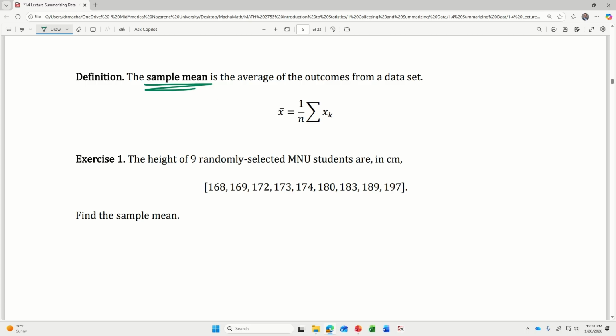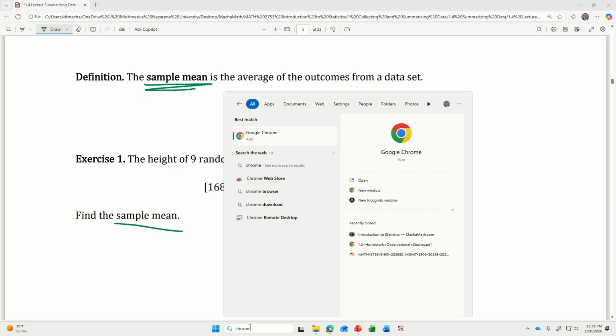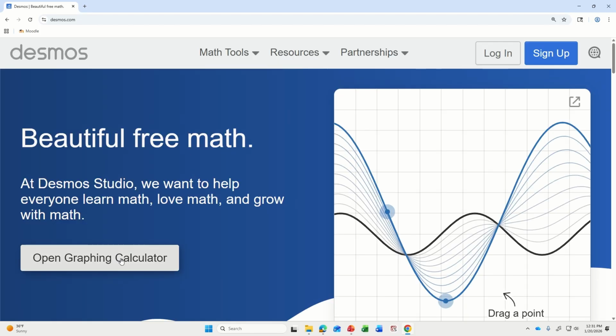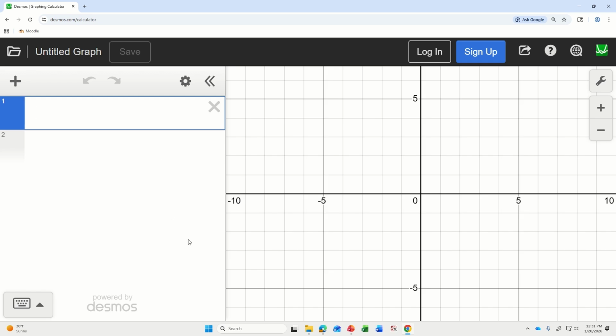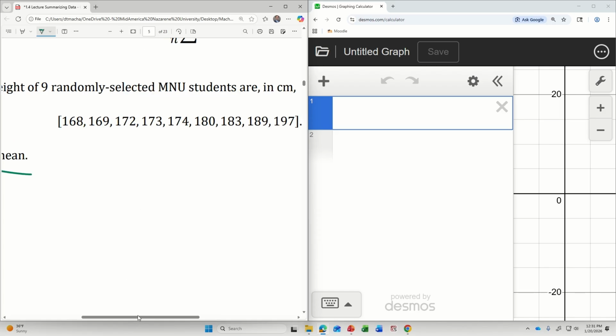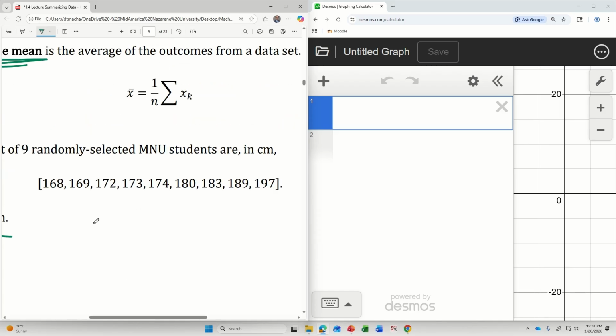So if you have something like this, the heights of 9 randomly selected MNU students, and I ask you on the test to find the sample mean, here's the quickest and easiest way to do this. If you haven't already, you should really download that Desmos Test Mode app on your phone, because when you get to this, you don't have to pull out your calculator and type in 168 plus 169 plus 172 plus 173 and so on.